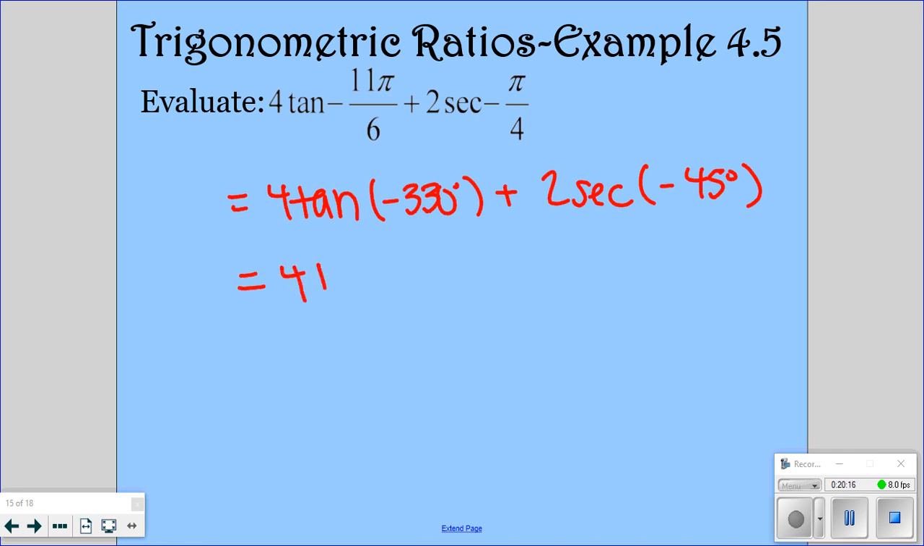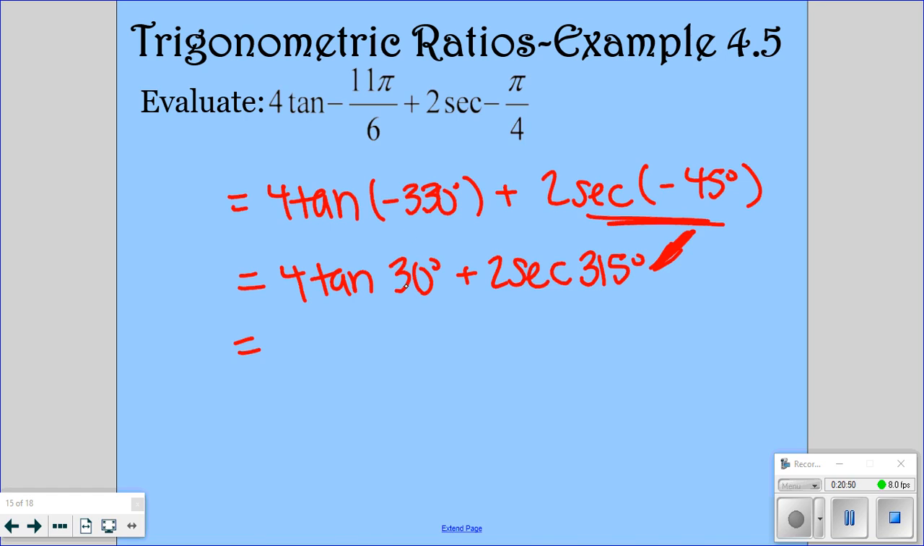So for tangent, instead of a negative 330, if we add 360, that's going to become a 30 degrees. And then instead of a negative 45, if you would prefer, you can make it a 315. Although actually on this one, I would have left it like that. But either one of these is perfectly acceptable. Some people prefer one or the other. There's no right or wrong way to do it. They're both equally valid.